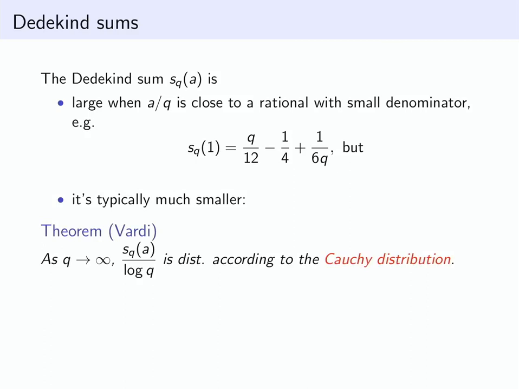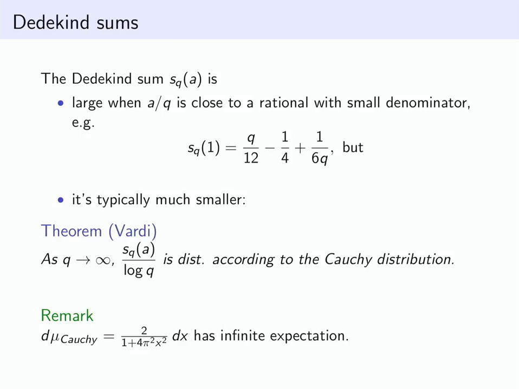This is a result of Vardi from 1993: if you normalize this Dedekind sum by log q, you get a limiting distribution, and it's distributed according to the Cauchy distribution. So what this says is that most of the time, this Dedekind sum is going to be pretty small. But the Cauchy distribution is a little bit weird. It's given by the following measure. But this thing actually has infinite expectation.